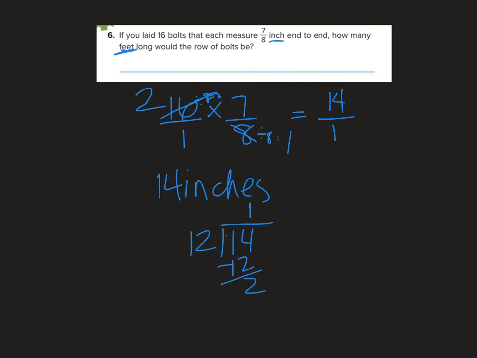So 1 and there's 2 inches left over, but it wants the answer in feet, so we're going to write it as a fraction. The numerator is 2, the denominator is 12, and then I can simplify 2 twelfths. Divide by 2 to get 1/6. So it'll be 1 and 1/6 feet. That's how long it would be. Okay, let's go to the next one.